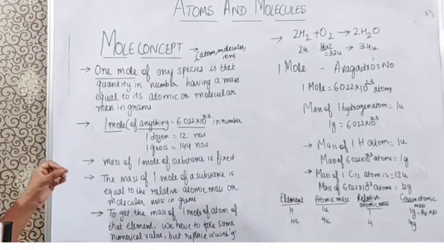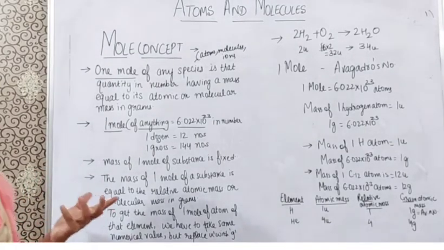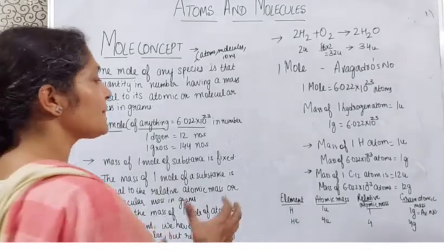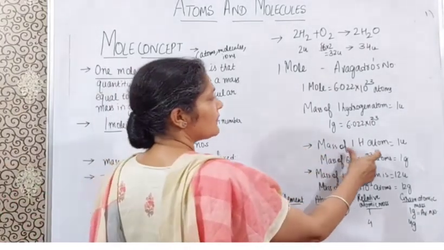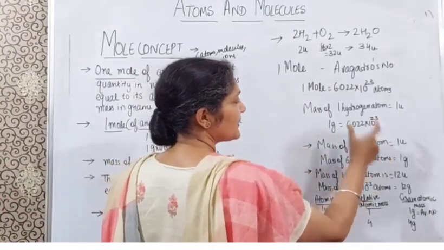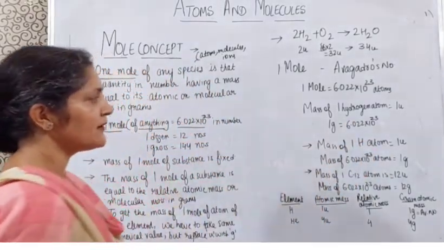Now students, we will see what we are saying. We will explain with an example. Mass of one atom of hydrogen. This is one hydrogen atom.